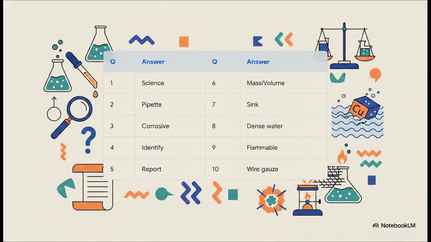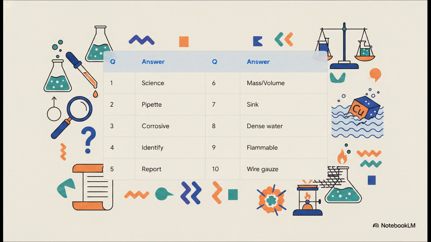6. Density is mass per unit volume. 7. Copper will definitely sink because 8.92 is way greater than 1.00. 8. People float because the Dead Sea is high-density salt water. 9. Explosive means it easily vaporizes and is flammable. And 10. You absolutely use a wire gauze to spread that heat evenly.